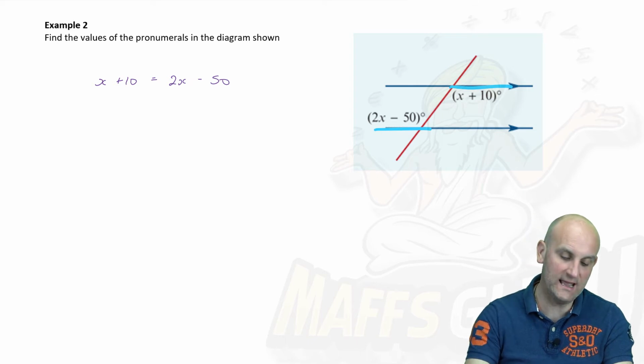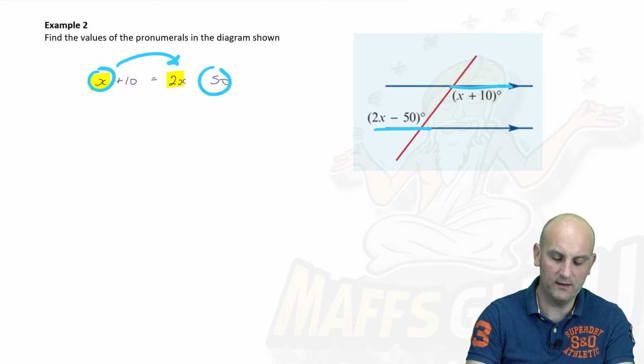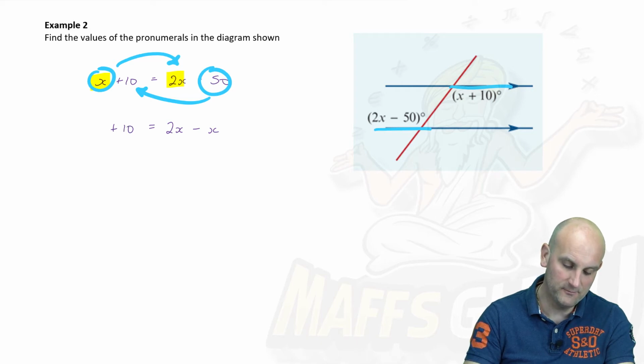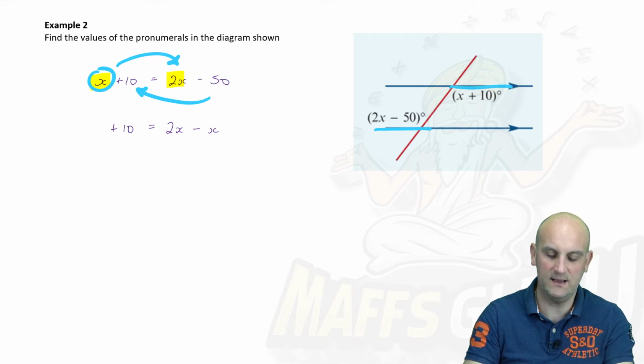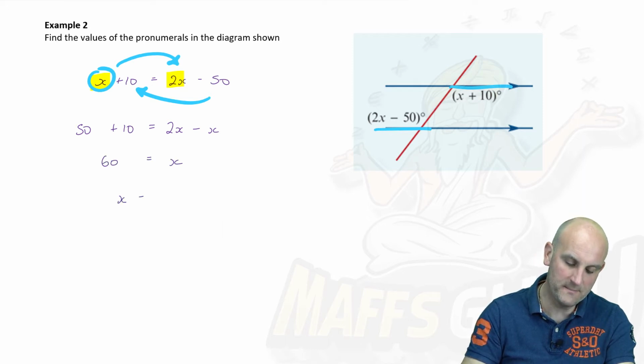And what I want to do is collect all of my like terms. I've got two x's there, but I've got an x on the other side. So I'm going to move this x over here. And in the same way, I have a number there and a number there that I'm going to swap places. So the 2x stays where it is. A plus x becomes a minus x. I have the plus 10 already there, and that minus 50 becomes plus 50 over here. And 50 plus 10 is 60. 2x minus x is x, so I now know the value of x must be 60 degrees.